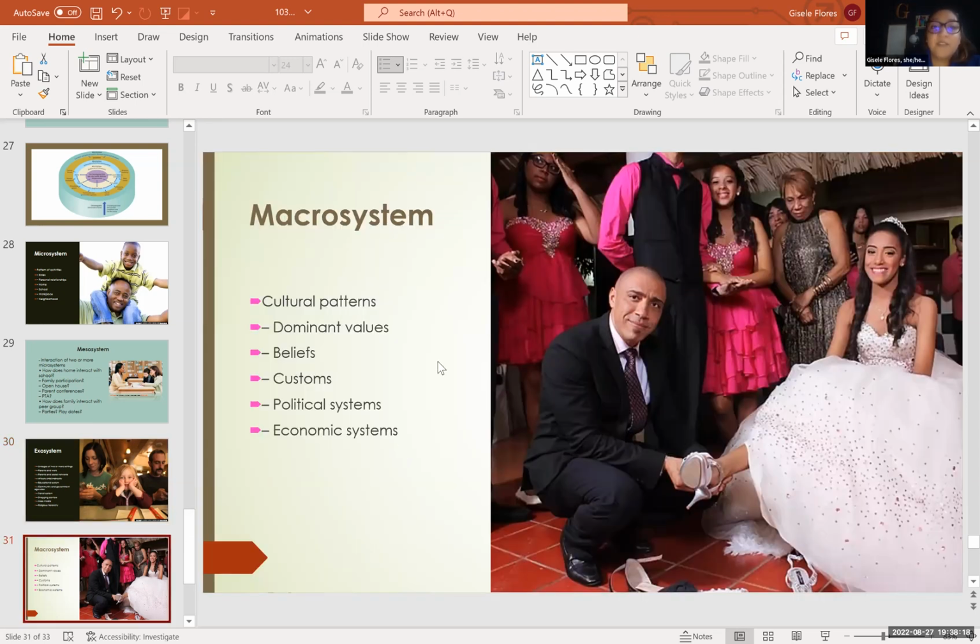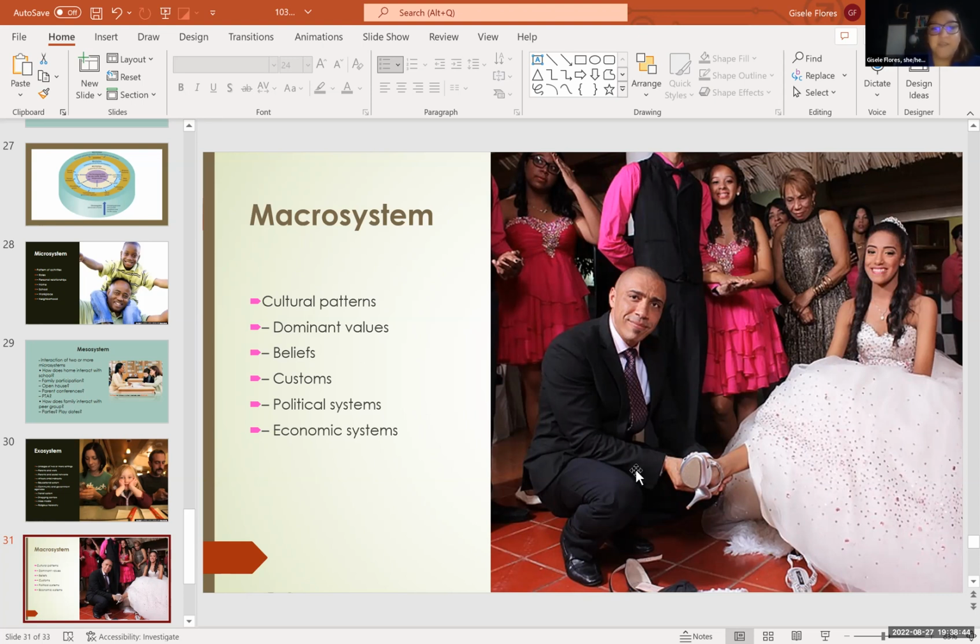Now, the macrosystem is really looking at the overarching cultural patterns. So what are the dominant values in the environment in which the child is in? The beliefs, the customs, the political system, which is interesting right now, the climate, to look at how children are developing within the current political climate, and economic systems.